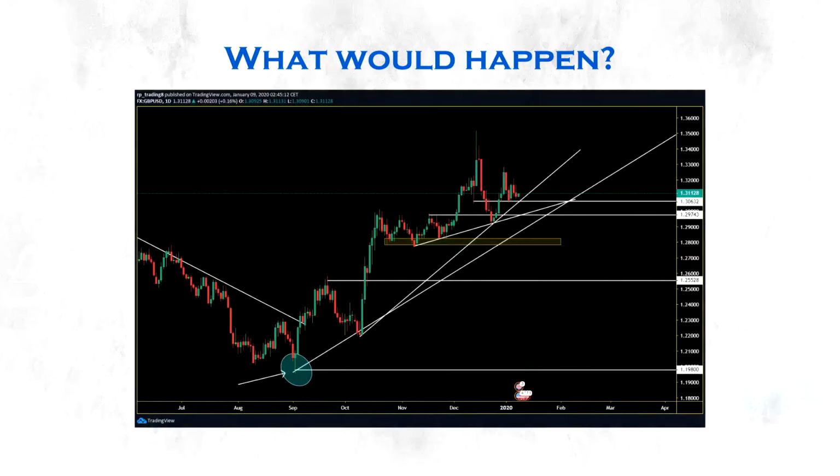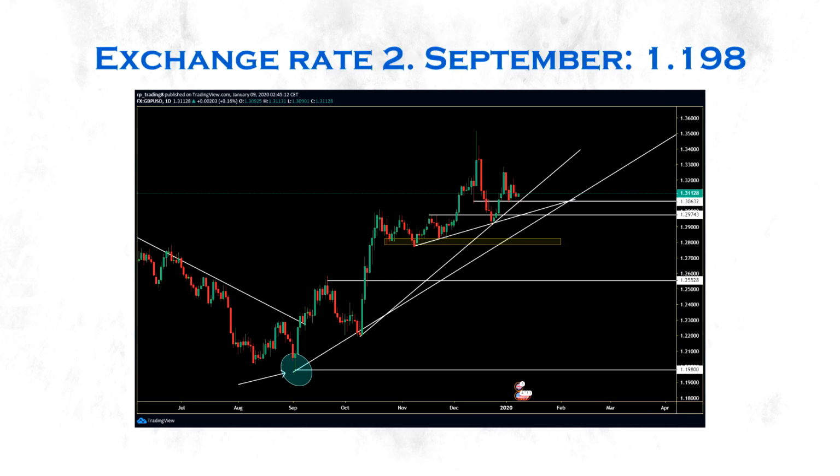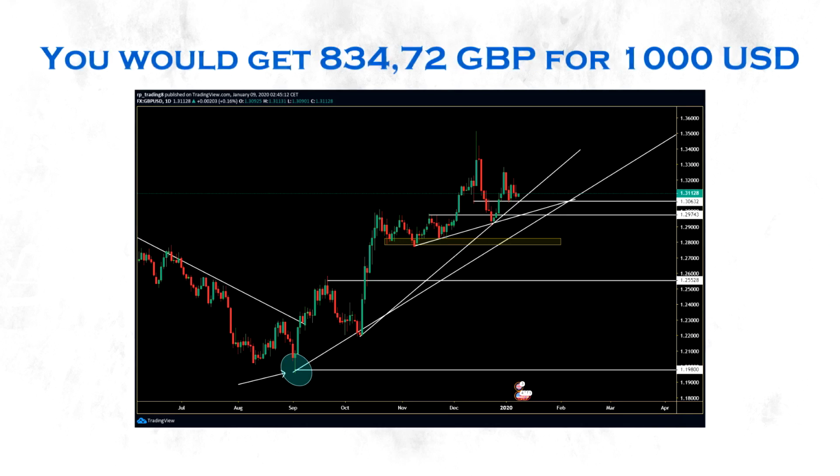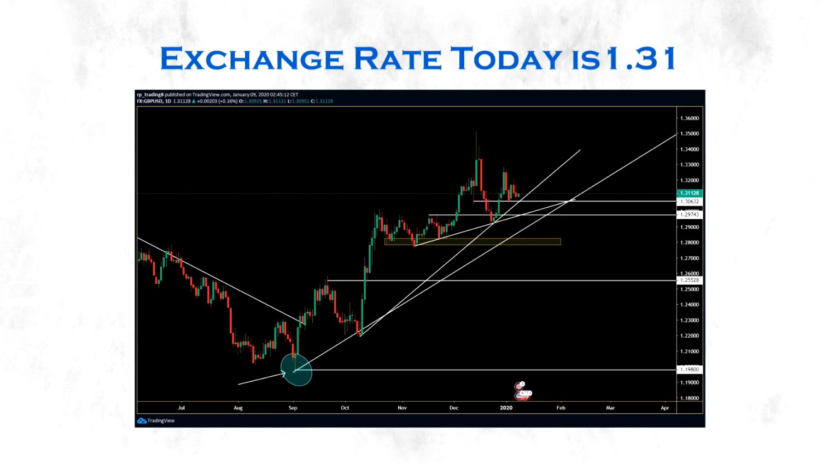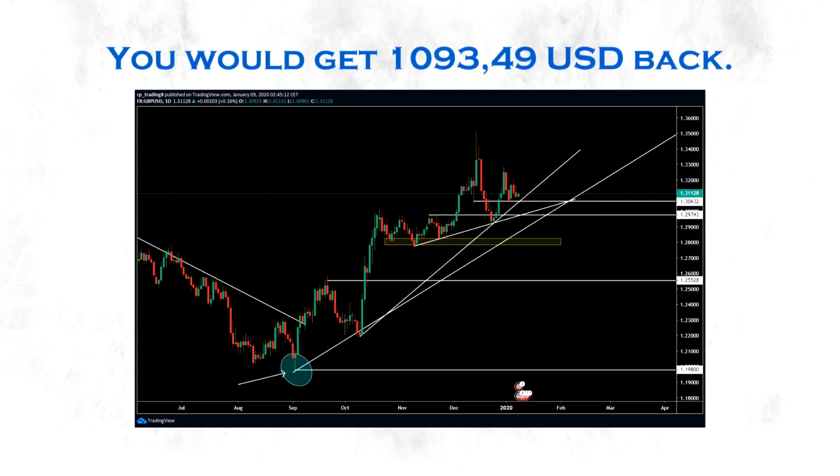But what would happen if you had exchanged $1,000 into Great British Pounds on the 2nd September this year at an exchange rate of around 1.198? You would get around 834 Great British Pounds for your $1,000. If you had held that amount until today, you could exchange it at an exchange rate of 1.31, which means you would get around $1,093 back. So you would have made a nice profit of around $93.